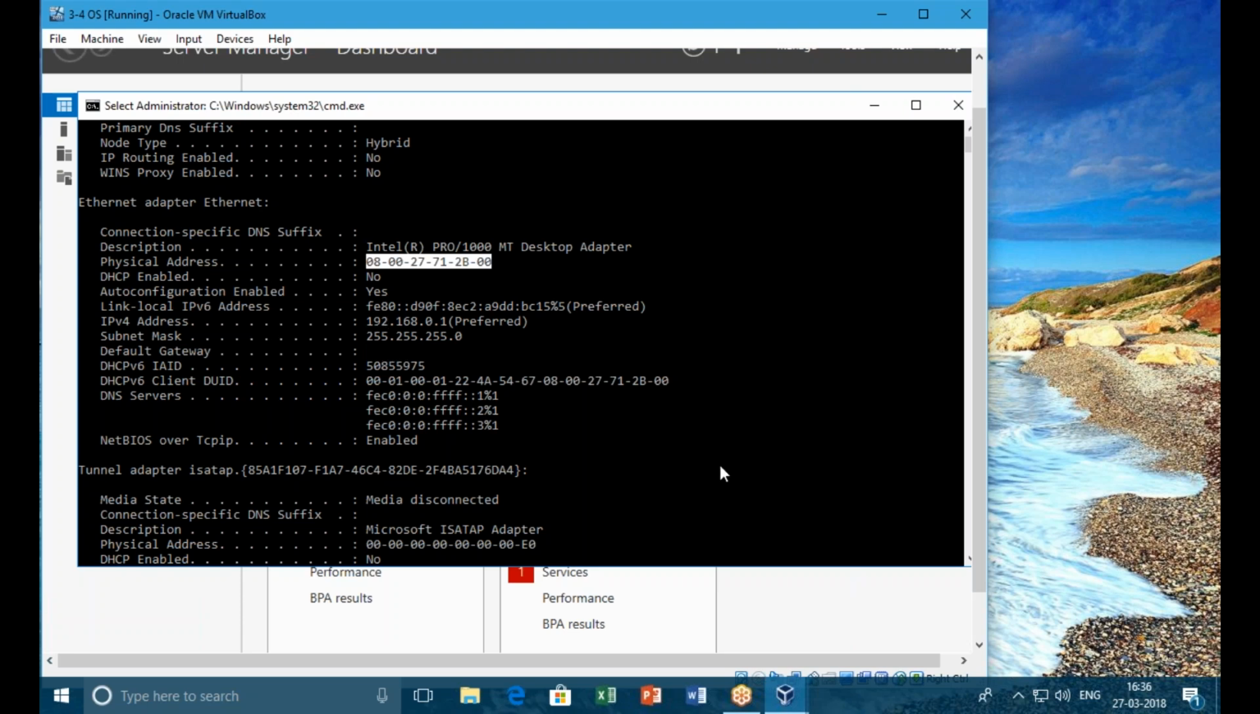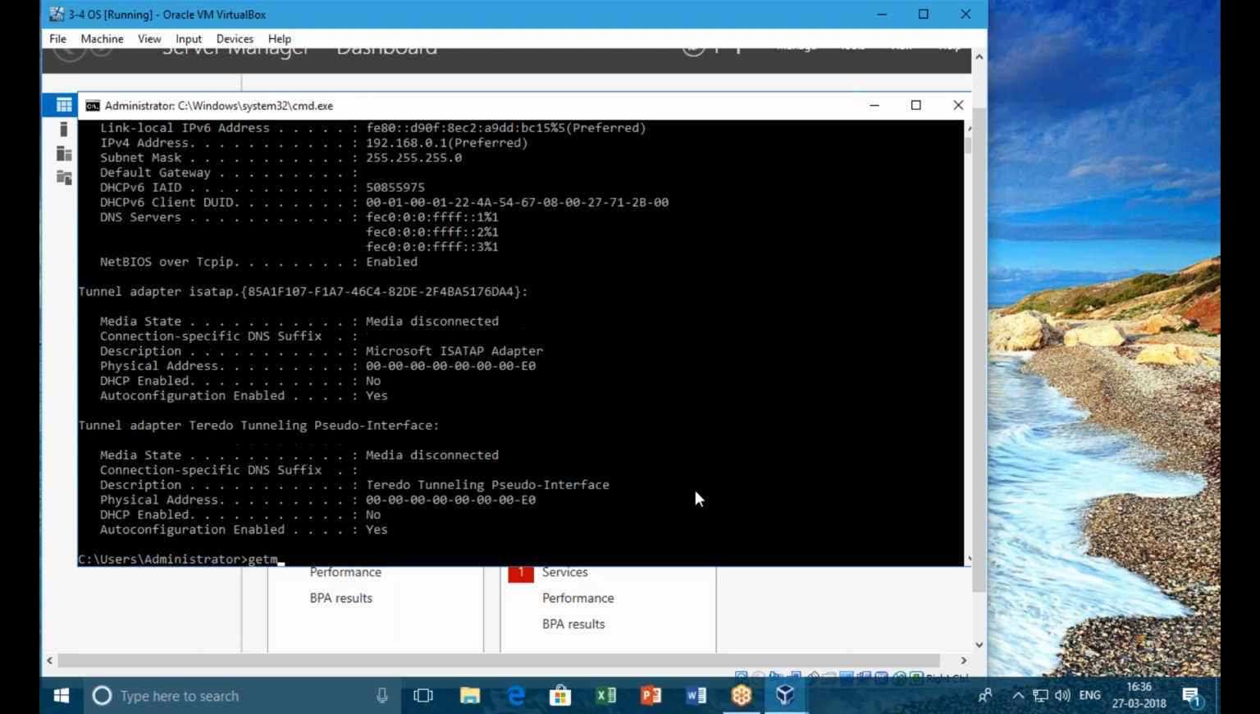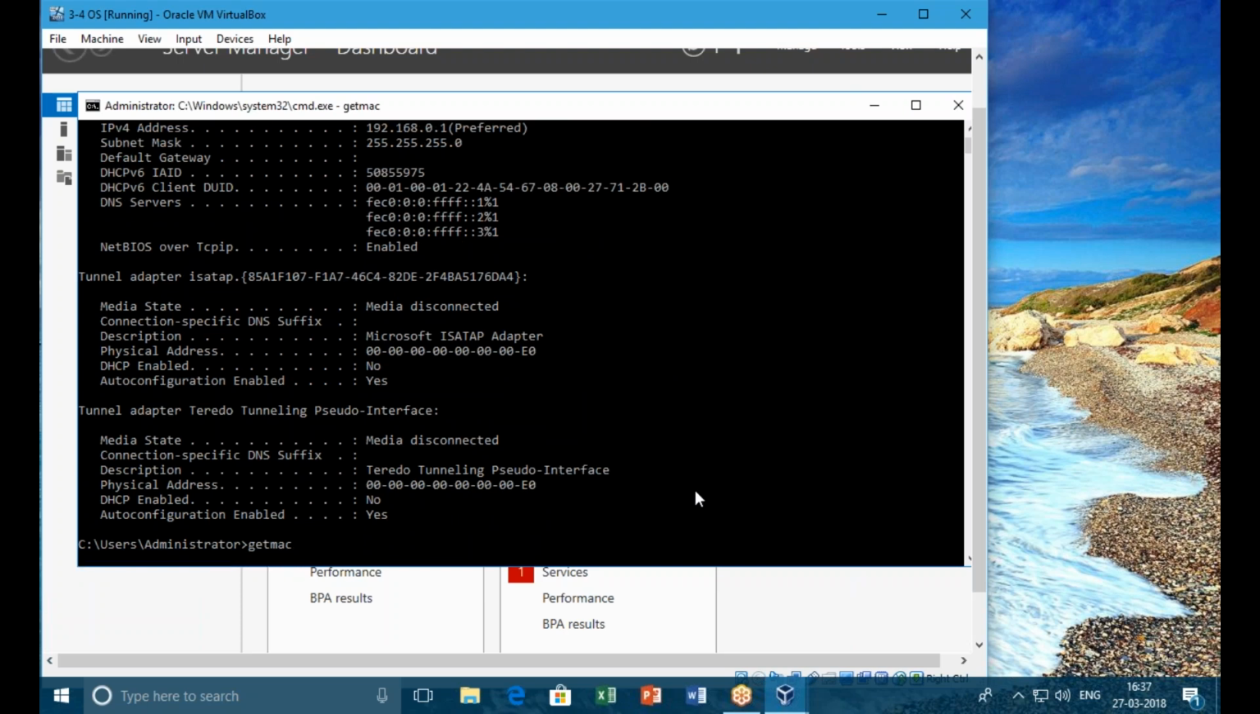Now, if I want to get only the MAC address, I don't want all this stuff, I need to type getmac and press Enter. So it will give just the MAC address.